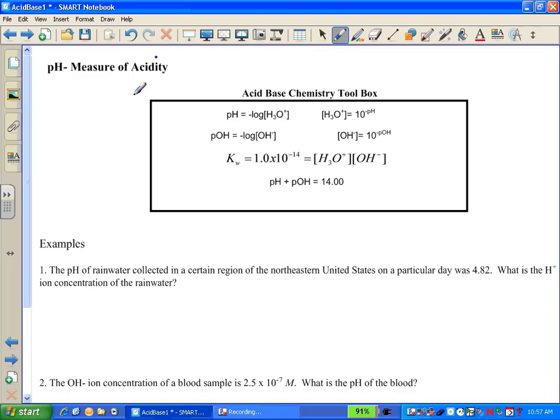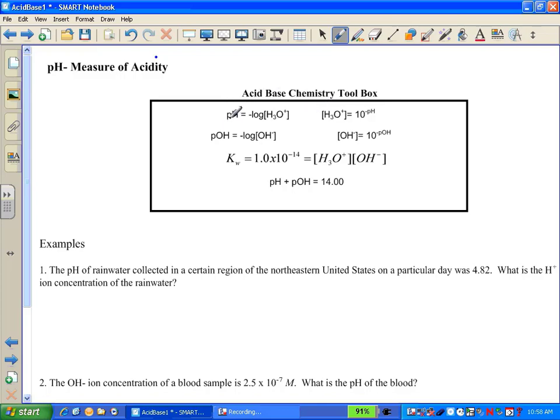The last thing that we're going to do is review the pH formulas that you learned from last year, and we'll do a few examples, just basic examples of using the formulas, and then ones where we're dealing with strong acids and bases. So this is your acid-base chemistry toolbox, I'll call it. It holds all of the key formulas that you need to be comfortable with.